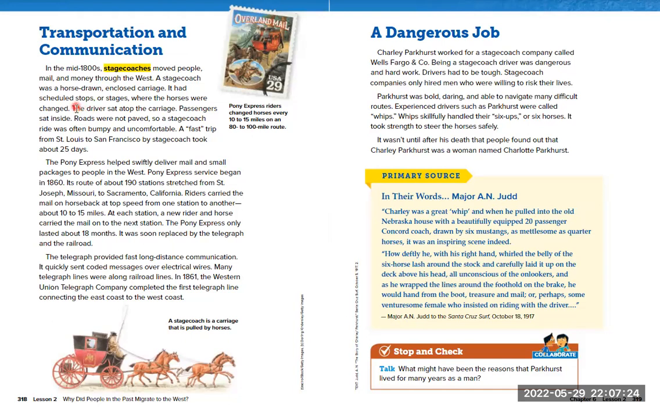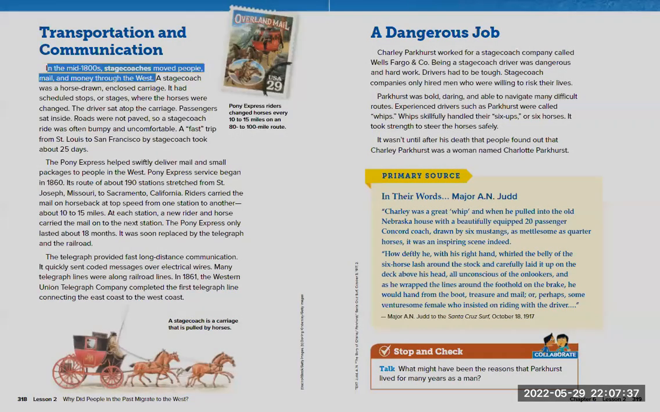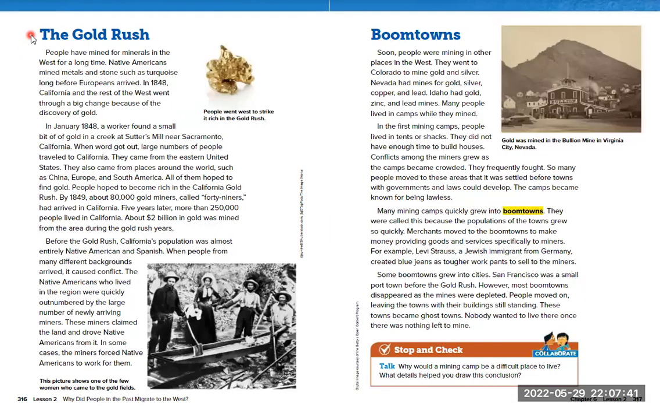The driver sat atop the carriage, and passengers sat inside. They moved people, mail, and money through the West. That's another reason why people might move westward for other jobs. These might be a big reason: the gold rush. From 80,000 to 250,000 people moved there because they were trying to get Californian gold.